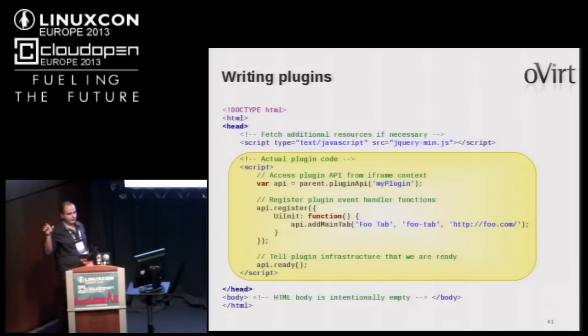That would create a new main tab. That would be the label. And when I go to this main tab, it will access the URL http foo.com. At the end, I'm telling the plugin infrastructure I'm ready to use, so that triggers all the different events. So that's a very basic plugin, just adding a new main tab to the system.